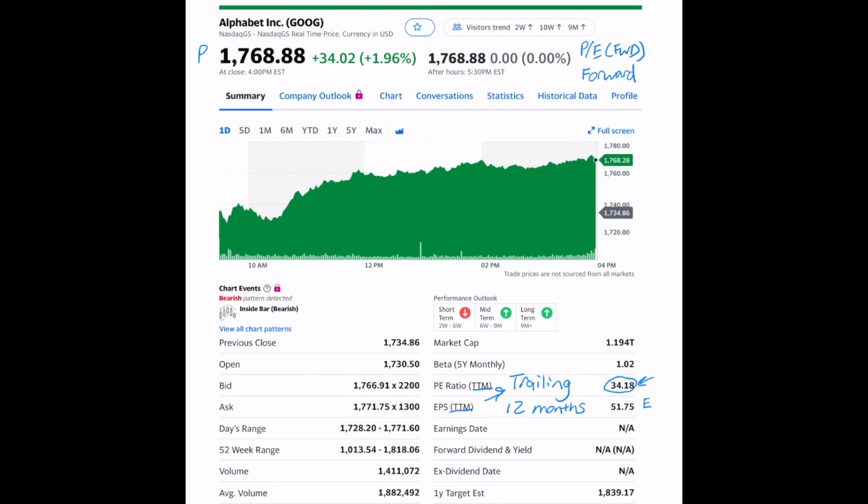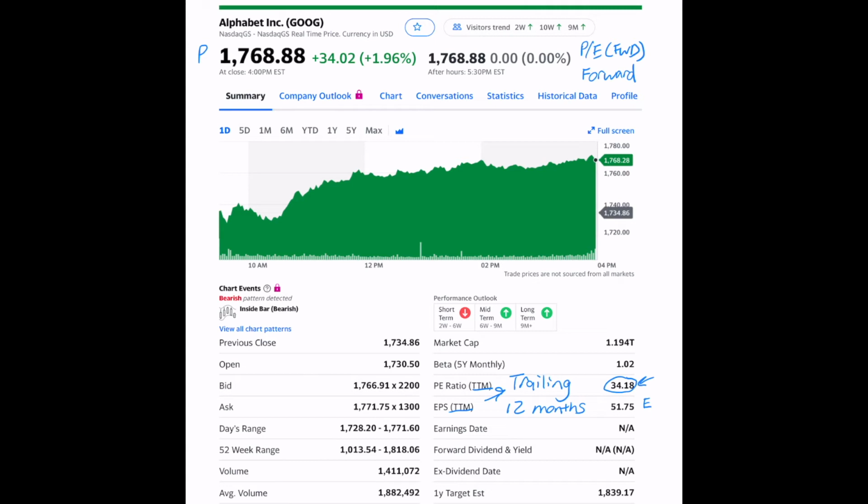Now, instead, if you look at forward PE, that's looking at an estimate of the future earnings. So while on one hand, this might be more predictive in some ways of how analysts expect the stock to perform in terms of earnings in the future. And it might, in some cases, give you a better estimate of what the PE ratio could look like down the line. The downside is these are estimates and they may be wrong.